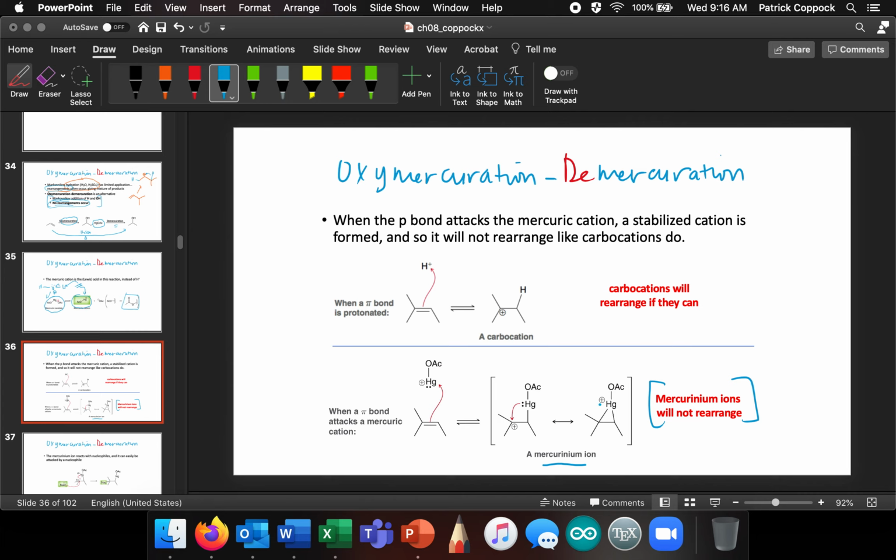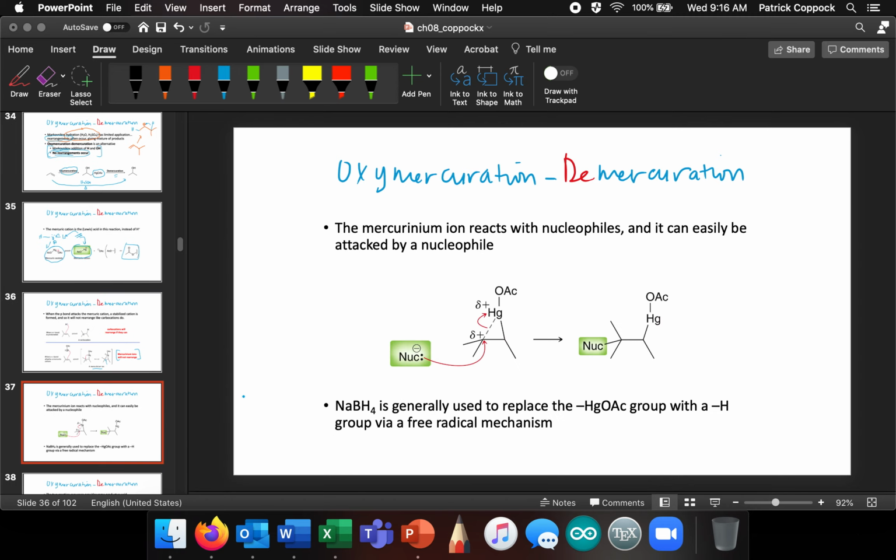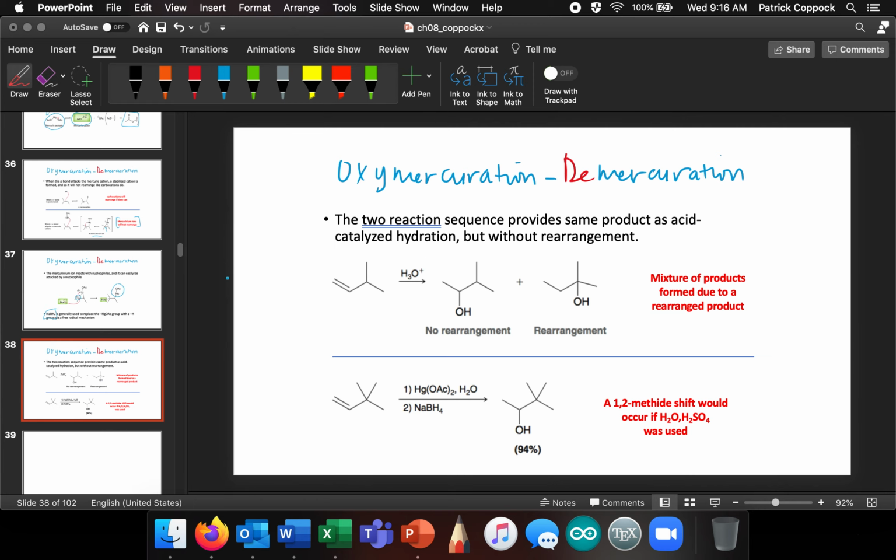Can you see that? And since it's resonance stabilized, this carbon is going to have a partial positive charge on it. That's important. Now, since it has a partial positive charge on it, it's a great place for the nucleophile to attack. All right? The mercurinium ion reacts with nucleophiles. It can be easily attacked by a nucleophile. There we are. And then we just clip this off with sodium borohydride. And there's not much more to it. The two reaction sequence gives the same product as acid catalyzed hydration, except it does not rearrange. Does not rearrange. All right.